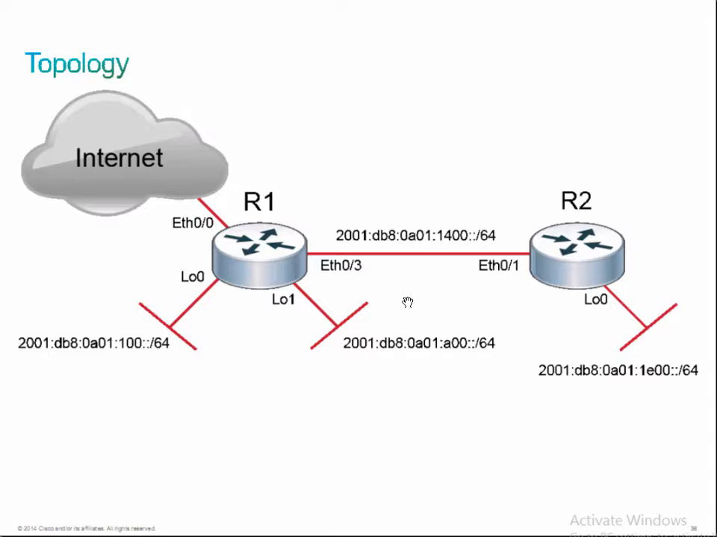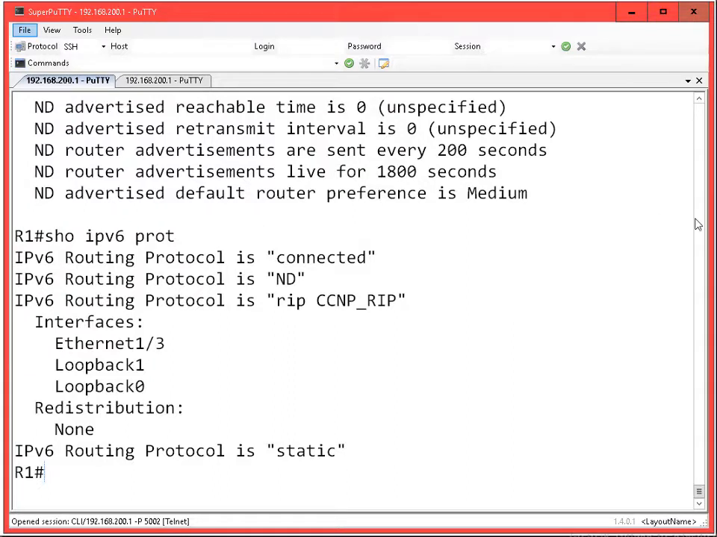This is the topology. Obviously the goal is to get these two loopback routes to show up in router 2. This is going to show up as a connected route in router 2. And then also to get this loopback over here on router 2 to show up in router 1. And then we also have a default route on router 1. Show IPv6 route static.